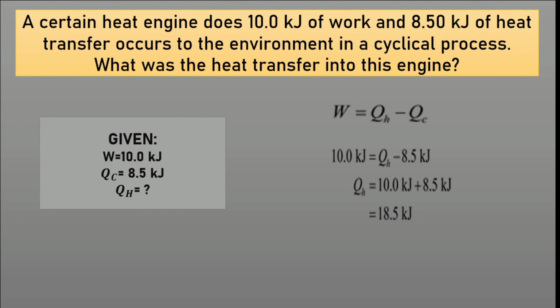Exercise number 1: a certain heat engine does 10 kJ of work and 8.50 kJ of heat transfer occurs to the environment in a cyclical process. What was the heat transfer into this engine? So we have here given W, which is 10 kJ.